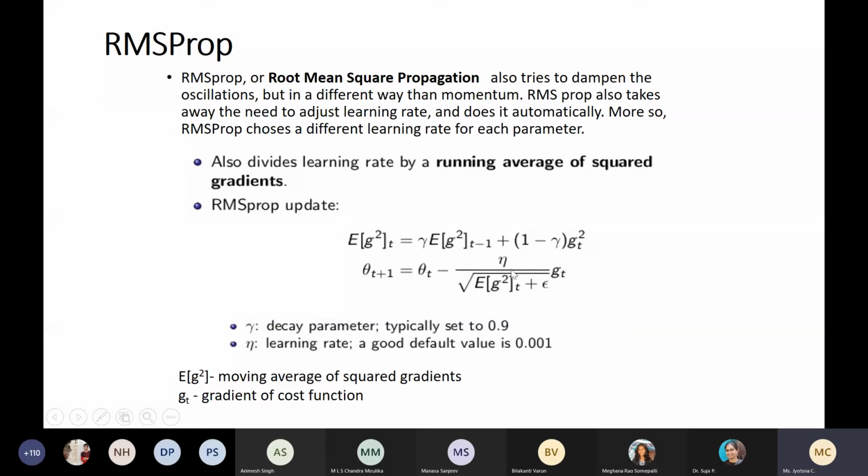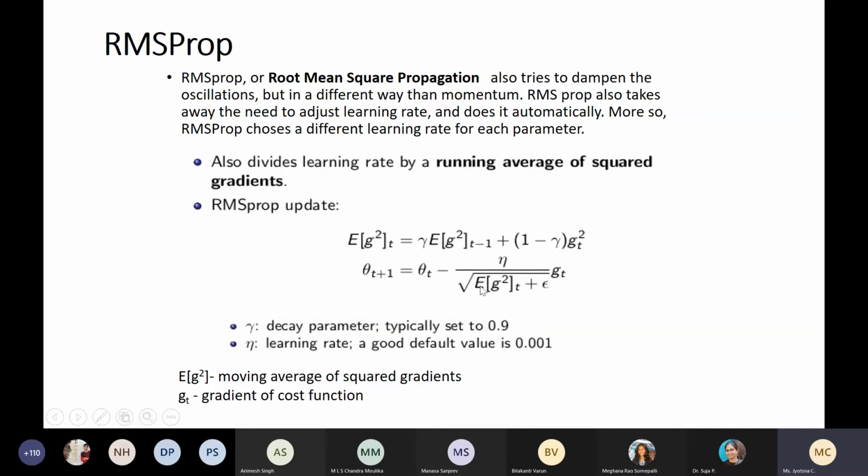Okay, so each time the learning rate will be updated using the moving average of squared gradients. All the previous gradients will be considered: the square root of the average of the squared gradients, plus epsilon.